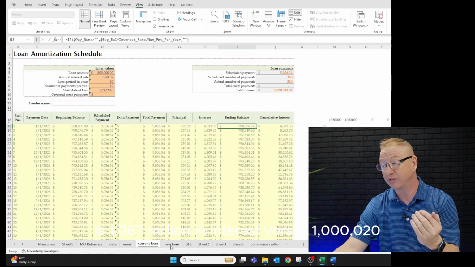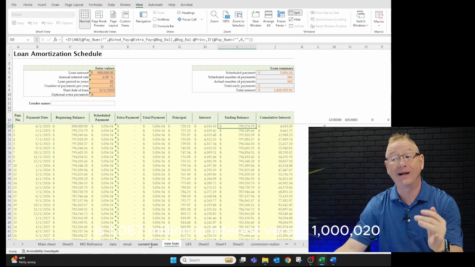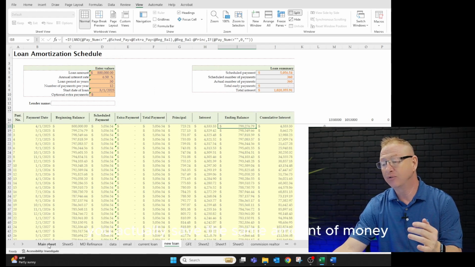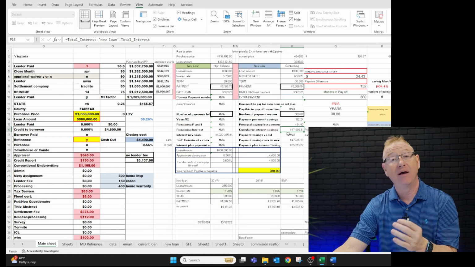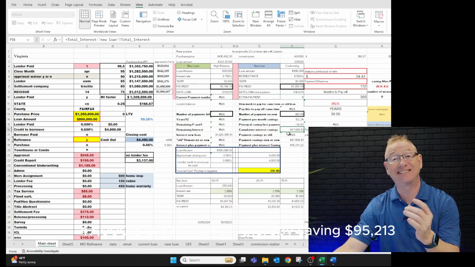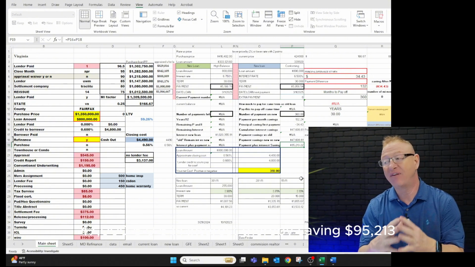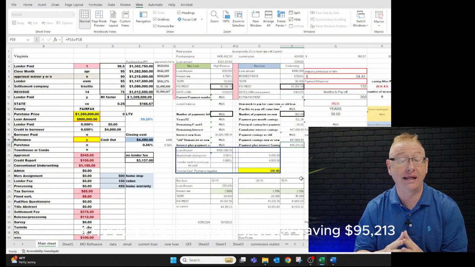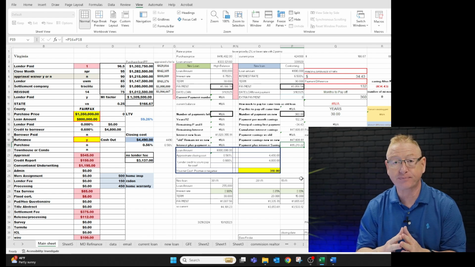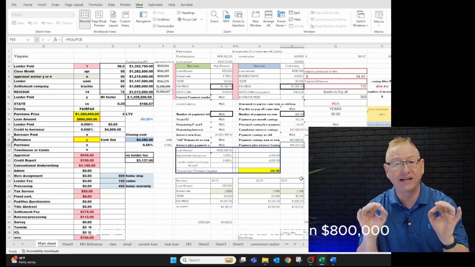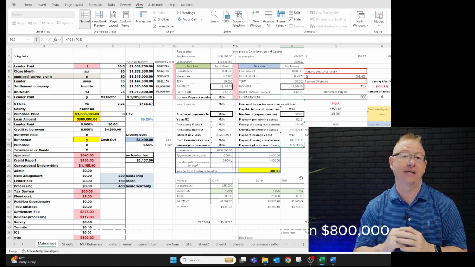$1,067,000 in interest versus $1,020,000. You actually save the same amount of money, $47,606 in interest, thereby saving $95,213 for a 0.25% difference on $800,000.